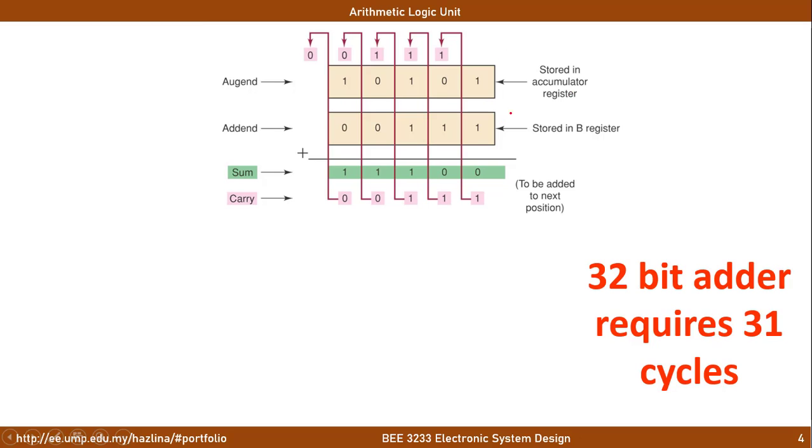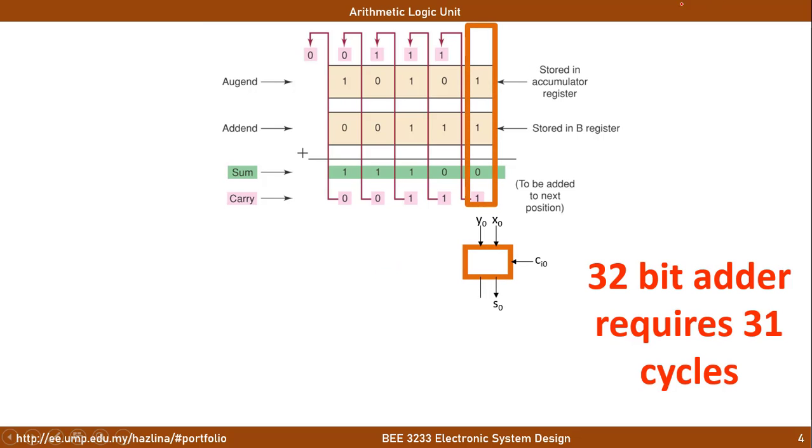Now, the process that had been shown earlier is known as a ripple carry process. Ripple means wave, which means that the first bit has to complete its cycle, then only move on into the second bit addition, followed by the third bit, fourth bit, and so on. This means that if we are required to do a 32-bit addition, we require at least 31 cycles to do so.